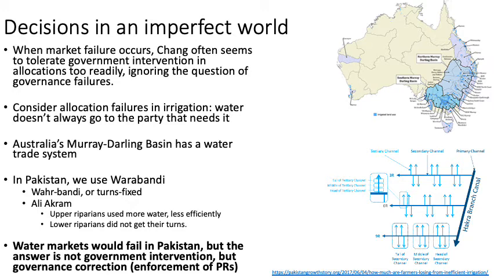So the broad lesson I want to leave you with is that you have to think about the balance between market failures and government failures always. You can't just sort of say the market isn't working well, the government should do this or the government should do that, as Chang seems to suggest at times.